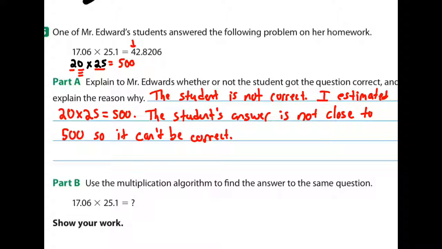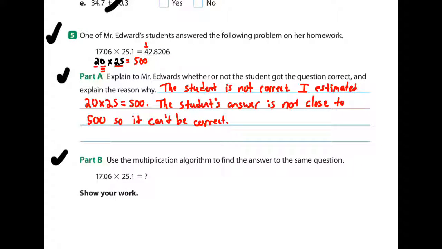So what I want you to see is that estimation can be used to save you time. So just by estimating that, I can tell that that student was wrong, and I have part A answered. Now, maybe you solved the problem and you decided that the student wasn't correct. That's fine too. So if that's what you did, that works. But now let's go to part B.